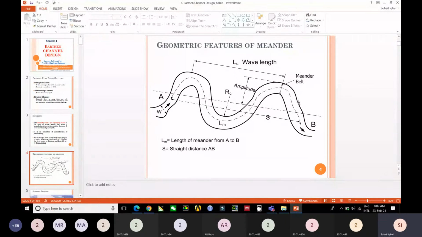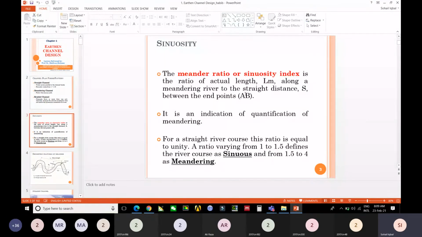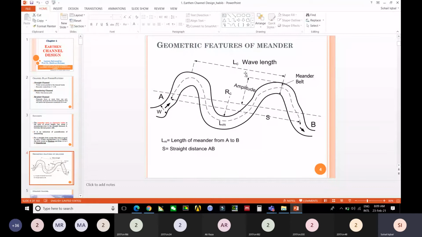Meaning from this point to this point, it covers the distance it actually has. The original distance, in different forms of waves, that it covers is the actual distance. And the next part is the straight distance, which we have mentioned with LC. So the actual distance and the straight distance. Okay, so sinuosity is the ratio between the actual length to the straight distance from that point to the next point. From this wavelength, you can easily observe the definition of the sinuosity.